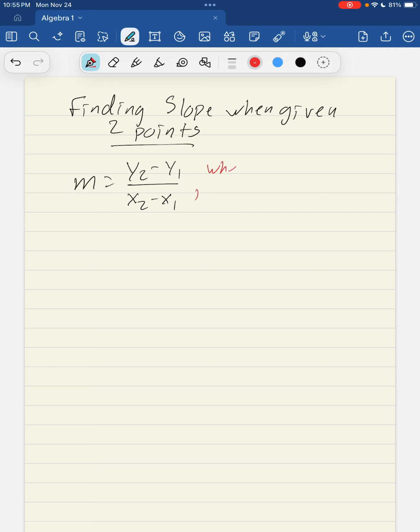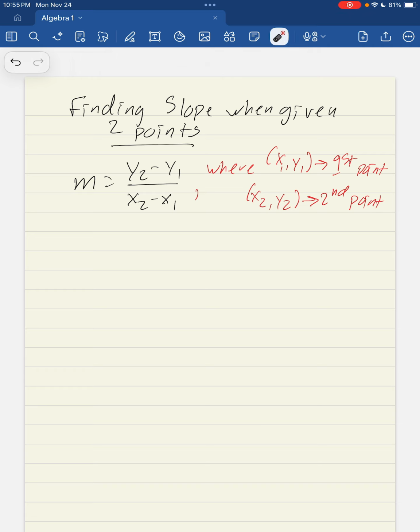Where x1 and y1 are your first point, and your x2, y2 are your second point, okay? These little numbers down here, little twos and little ones, you're not multiplying those. They're not exponents. It's just x1 is just your first x coordinate. x2 is your second x coordinate, okay?